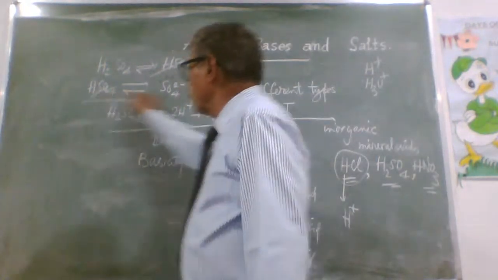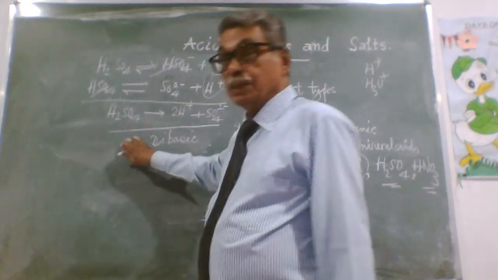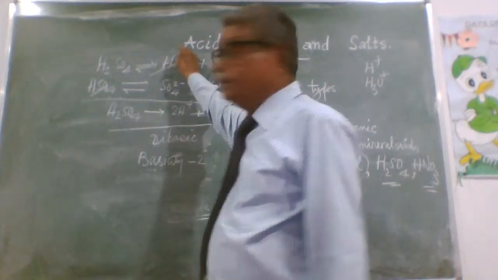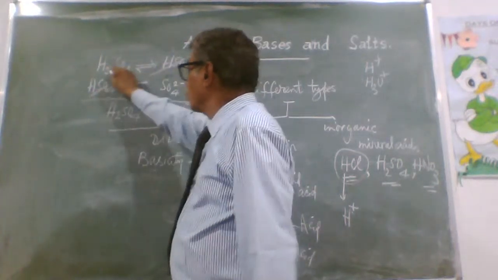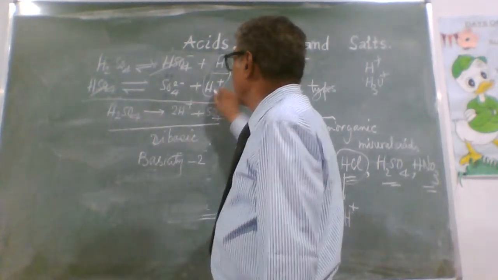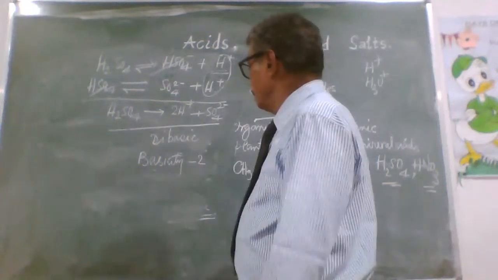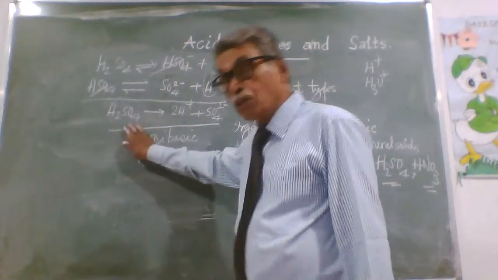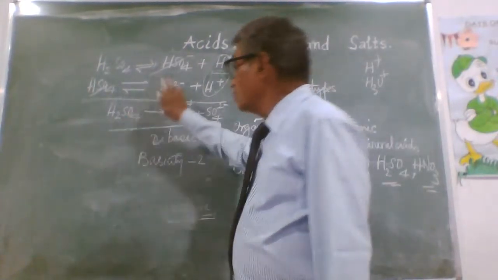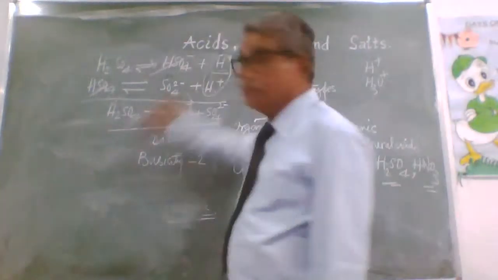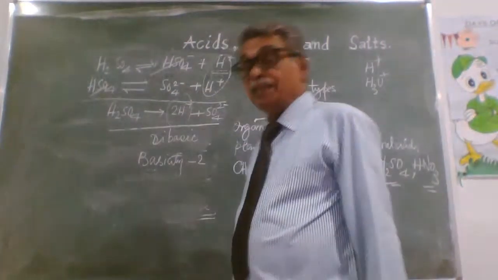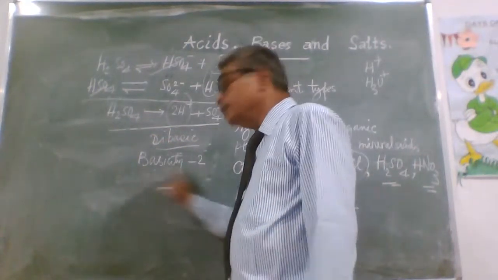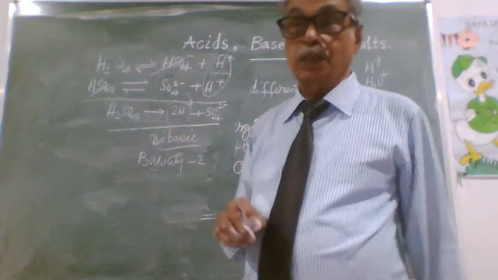I hope you understood this. I have added up all these equations. In the equations, common things on the left hand side and the right hand side can be cancelled. So H2SO4 gives SO4 2 minus and 2H plus, that is 2 hydrogen ions. So if one molecule of an acid, when dissolved in water, gives 2 hydrogen ions, then that acid is called a dibasic acid. Its basicity is 2.